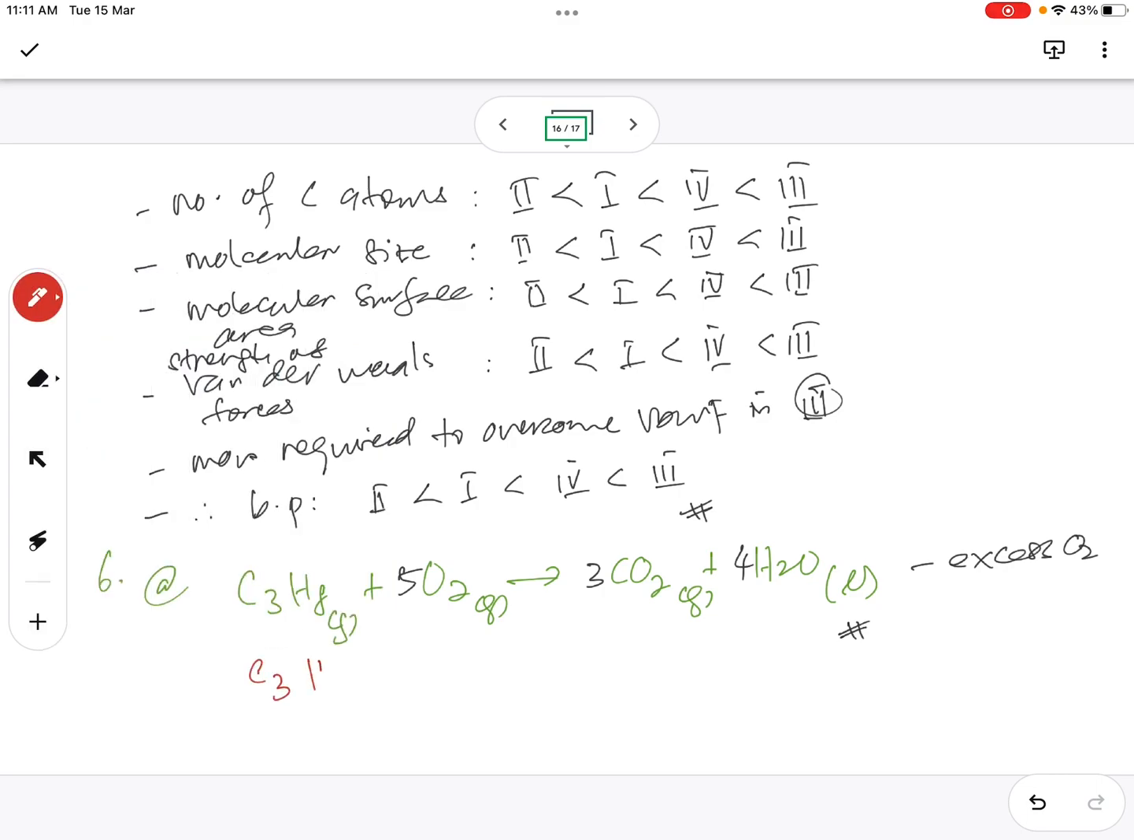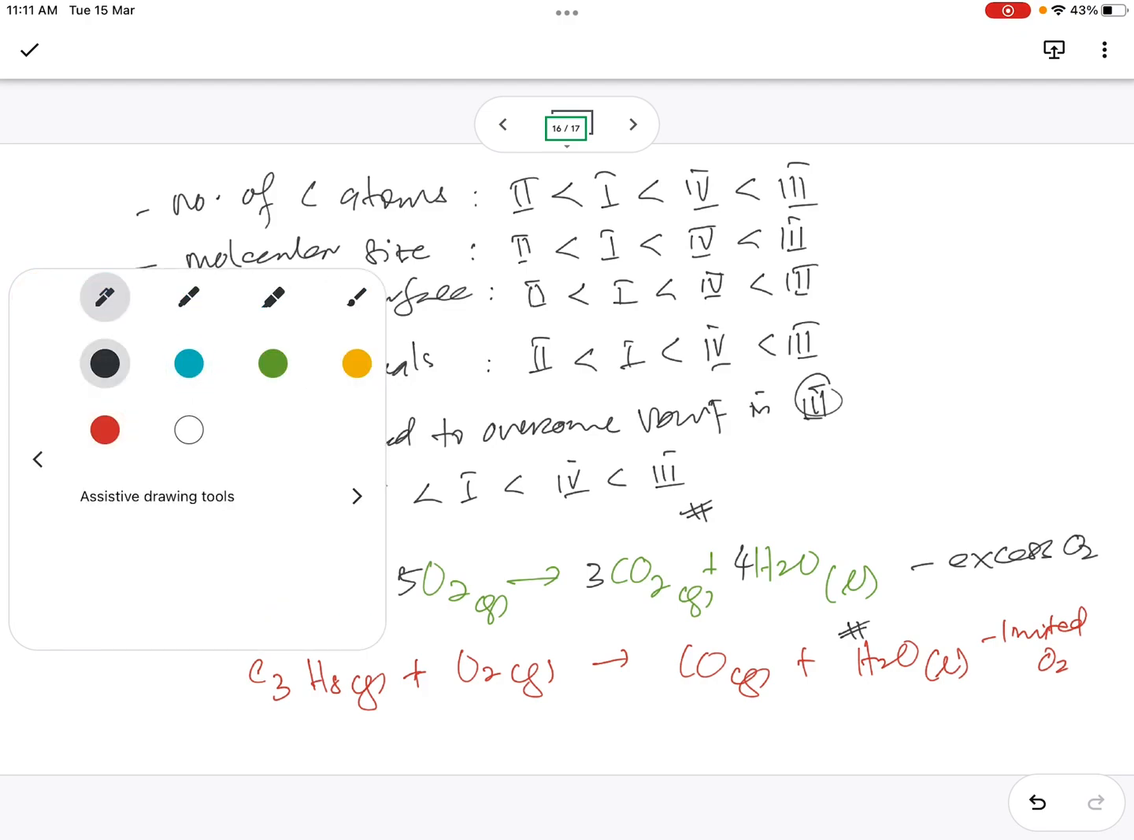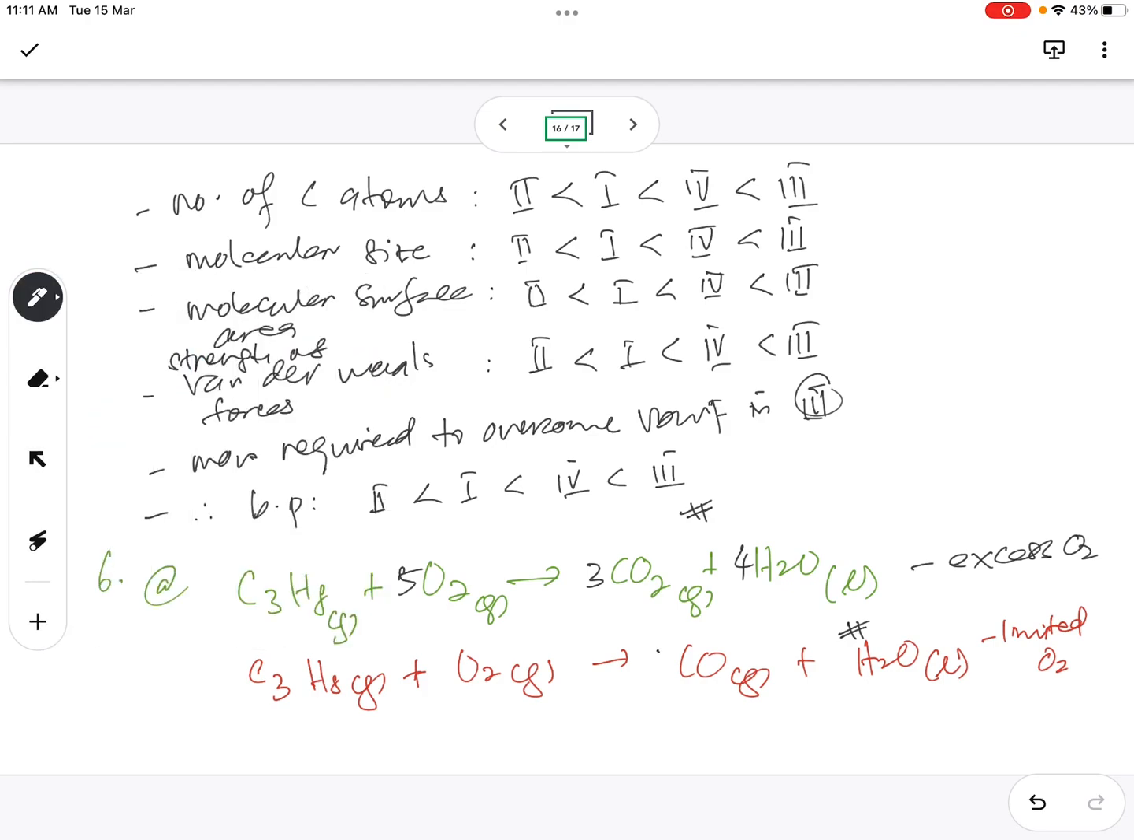So C3H8 gas, oxygen gas also, but limited will give you carbon monoxide gas and also water liquid. So this is limited oxygen. So we balance the equation. Similarly, here we have 3 and here we have 4. Okay, same. So that is 3 oxygen and 4 oxygen, 7. So 7/2.